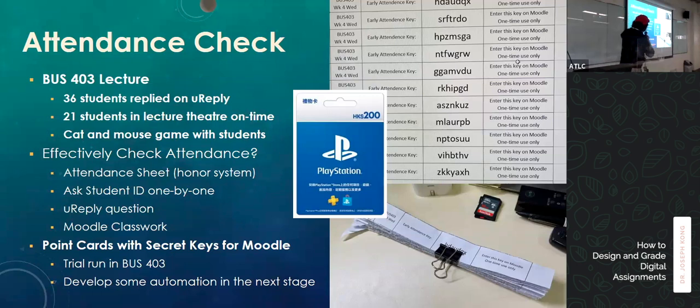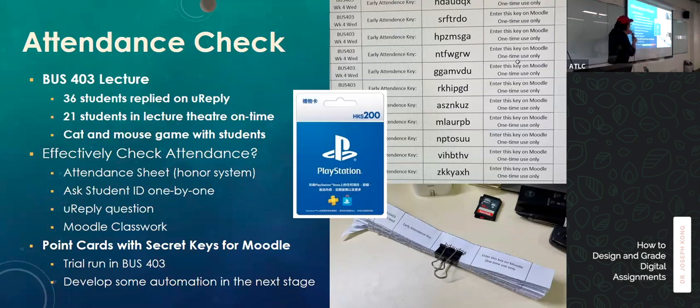And on this Monday, I counted only 21 students attending the lecture on time, but we have 36 students replying on YouReply. So quite a lot of students may be letting other classmates know their student ID and password, they just log in and then ask another person to check the attendance on their behalf.